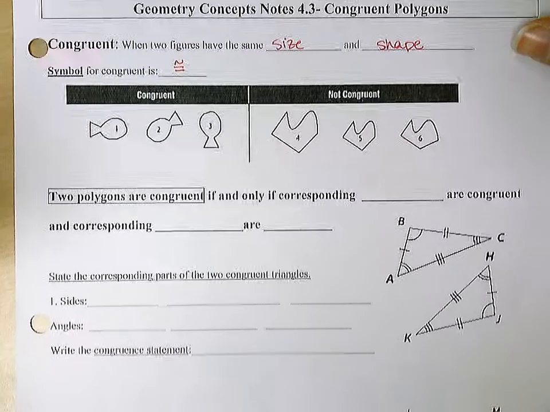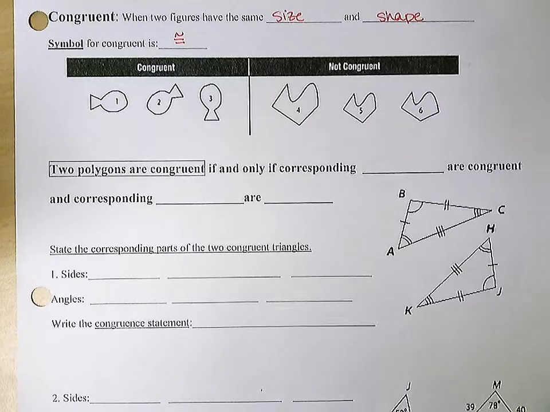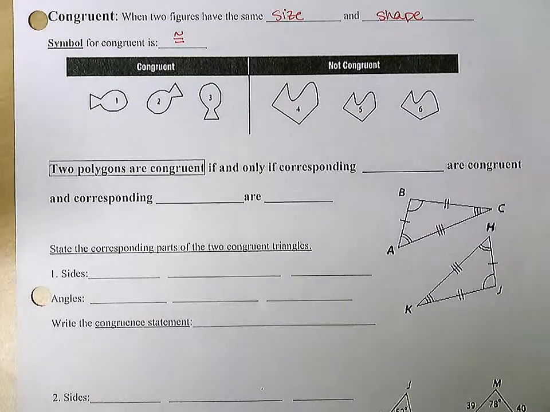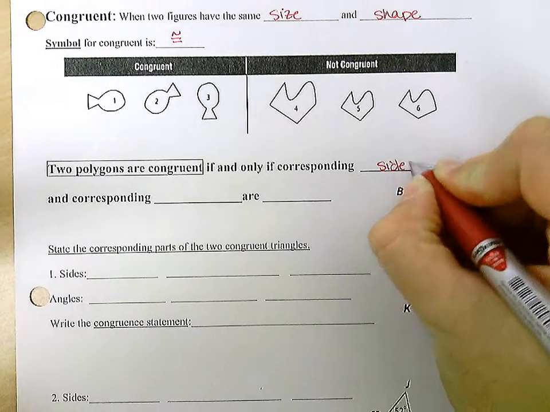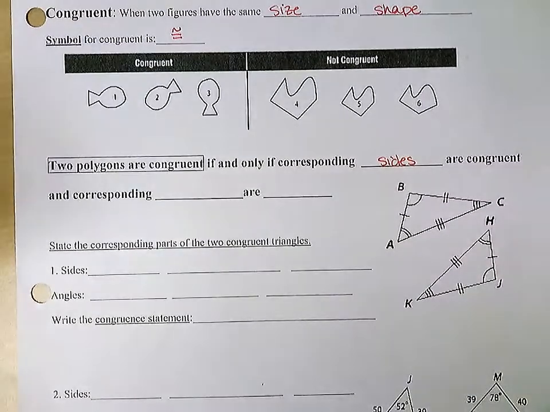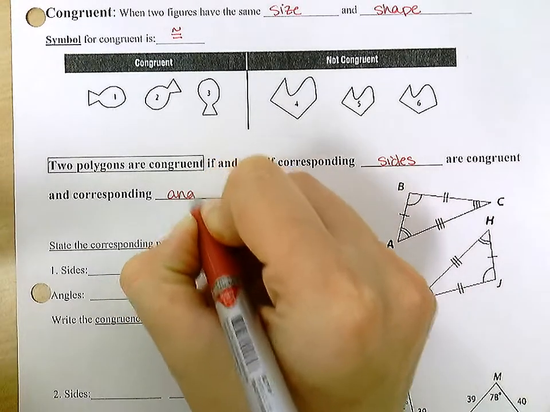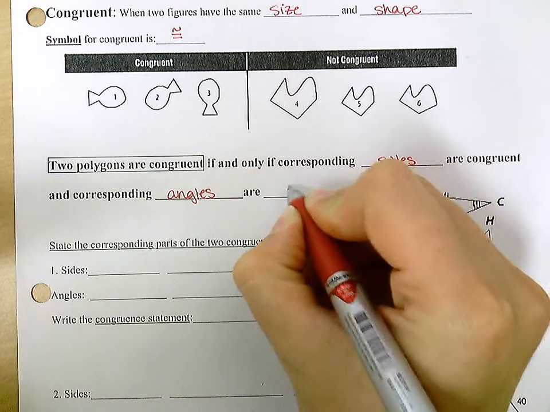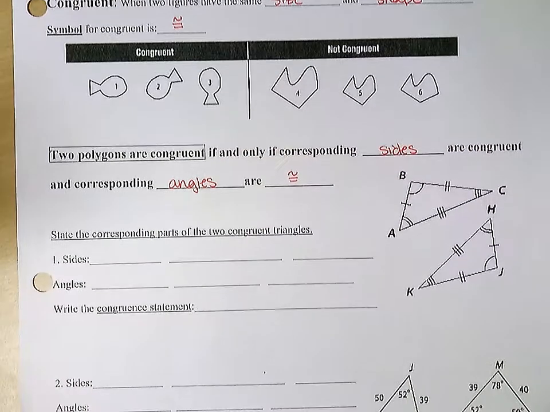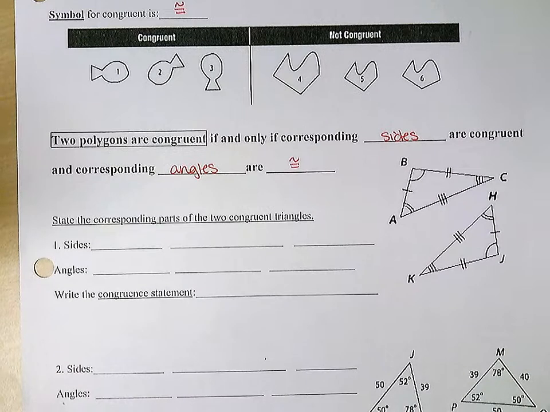Okay, so two polygons are congruent if and only if corresponding sides are congruent and corresponding angles are congruent. And you can write out congruent if you want to. So with two figures, you have to have corresponding sides congruent to each other and corresponding angles congruent to each other for the figure itself to be congruent to the other one.